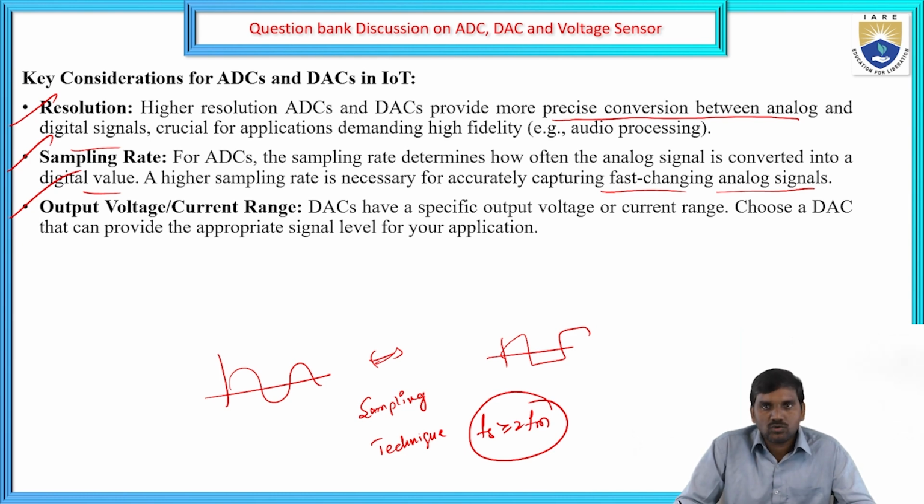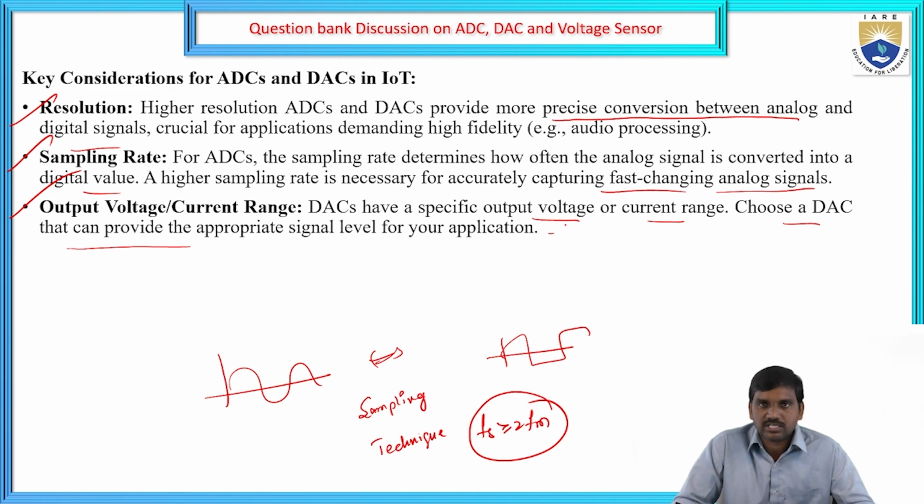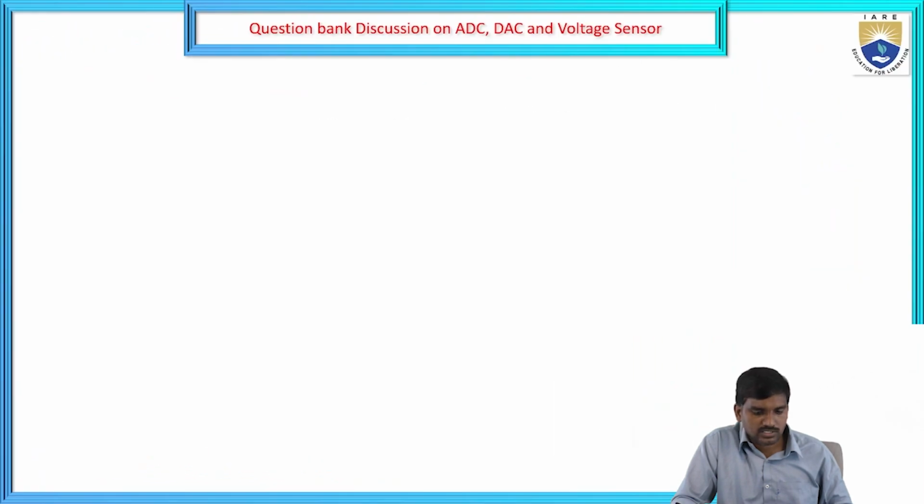And output voltage or current range. The DACs have a specific output voltage or current range. Choose a DAC that can provide the appropriate signal level for your application. So these are some key considerations: resolution, sampling rate, output voltage or current range.